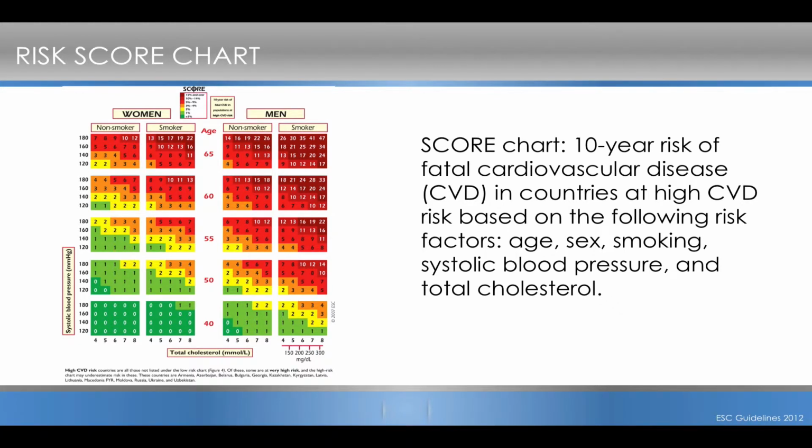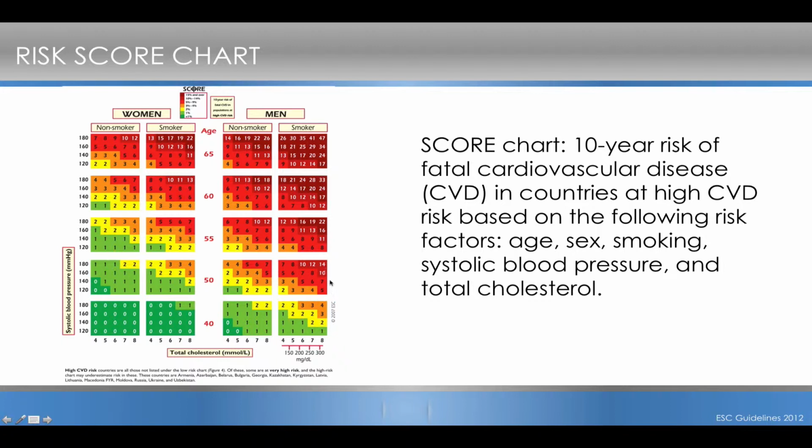The way that we estimate the risk of cardiovascular disease is generally using one of these charts. This is the SCORE chart, and what you do is calculate the 10-year risk of cardiovascular events using this chart. For example, we divide the patient into either man or woman, smoker or non-smoker, and then age up here, cholesterol along the bottom on the x-axis, and systolic blood pressure on the y-axis.